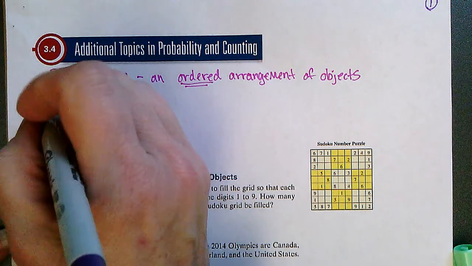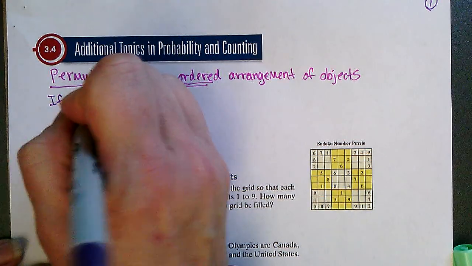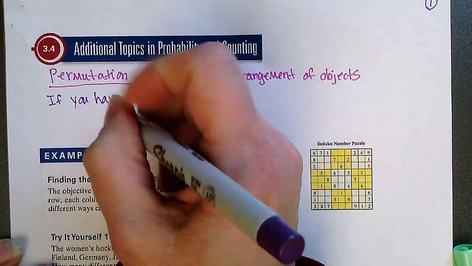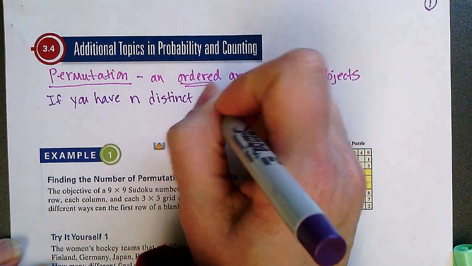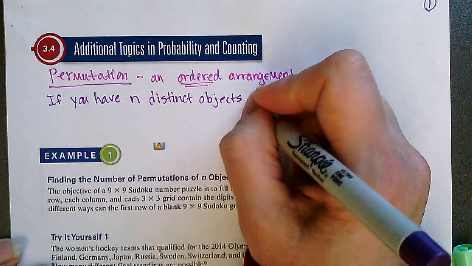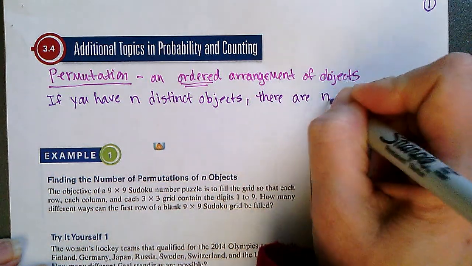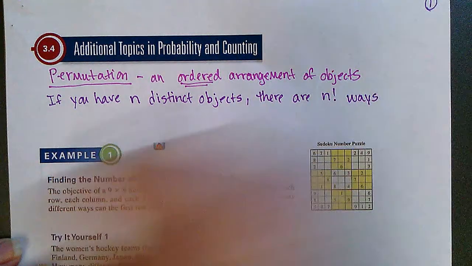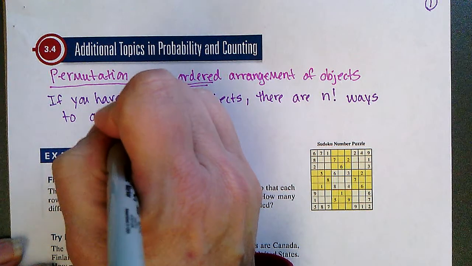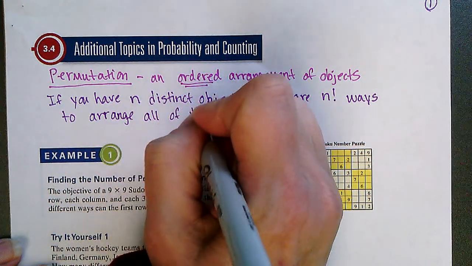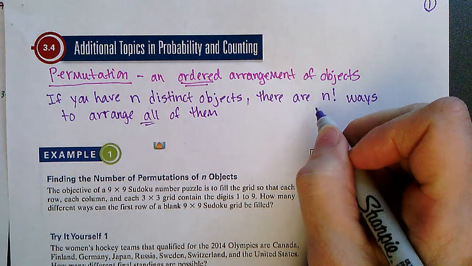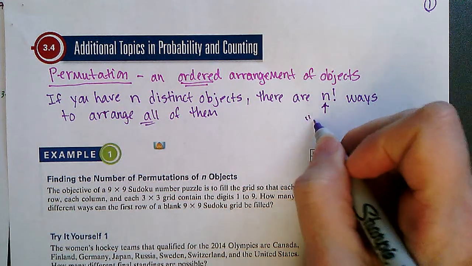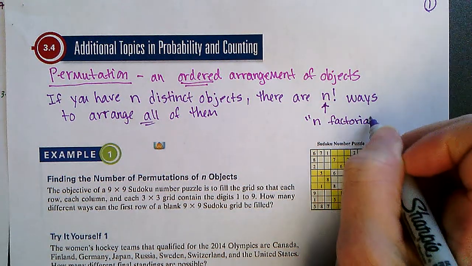To find the value for a permutation, if you have n distinct objects, then there are n factorial ways to arrange all of them. The way we pronounce that is n factorial. That exclamation point means factorial.